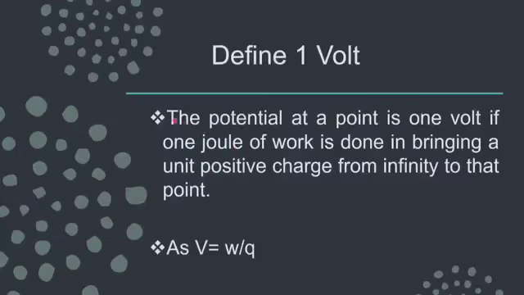Of course, from here you can define 1 volt either in terms of potential difference if you are taking it from one point to another, or you are taking it from infinity to a given point, the definition of the volt will remain the same. That is, potential at a point is 1 volt if 1 joule of work is done in bringing a unit positive charge from infinity to that point. Or if you want to define it for potential difference, then you will be saying from one point to the other point, because this is the formula.